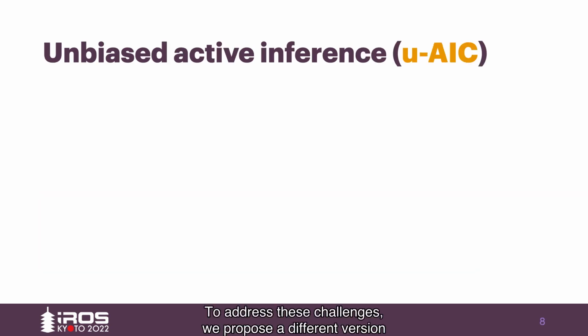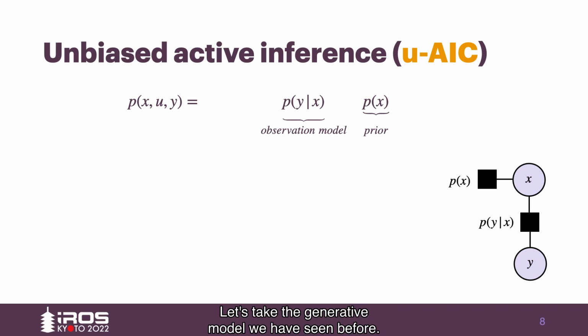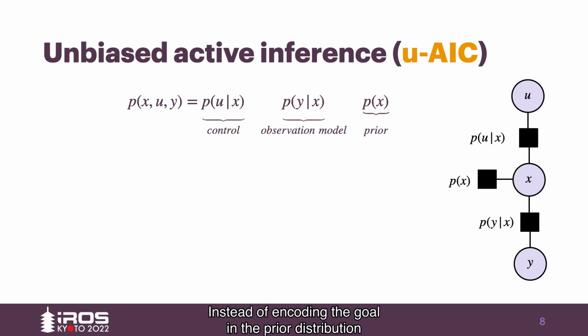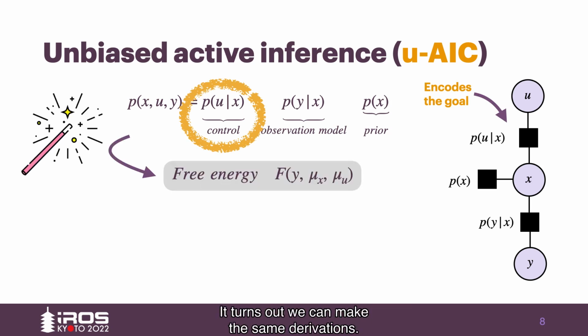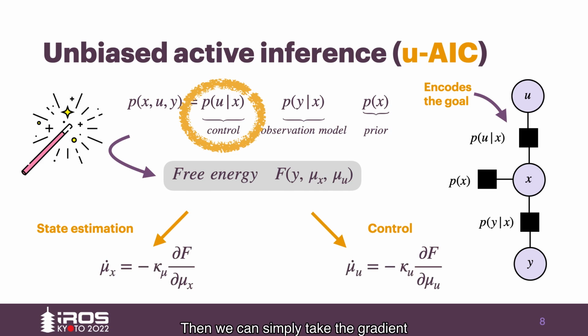To address these challenges, we propose a different version of active inference, the so-called unbiased active inference. Let's take the generative model we have seen before. Instead of encoding the goal in the prior distribution P of x, we augment the generative model to include a control distribution P of u given x. In this extended model, the goal enters this distribution rather than the prior. It turns out we can make the same derivations, however this time f explicitly depends also on the control actions. Then we can simply take the gradient without partial derivatives to compute the control update.